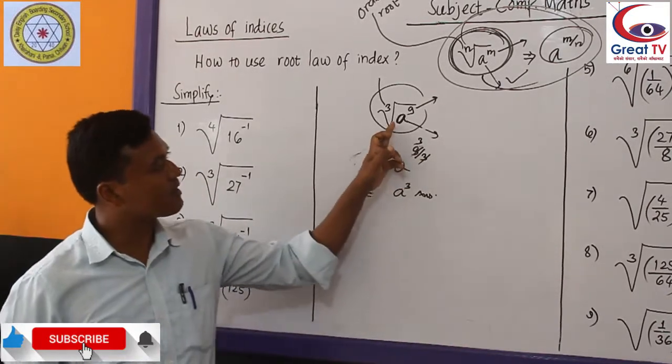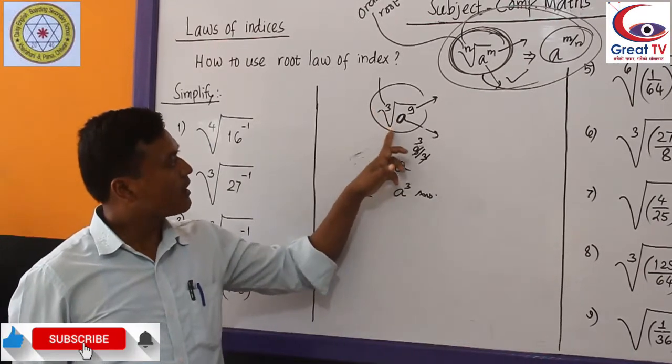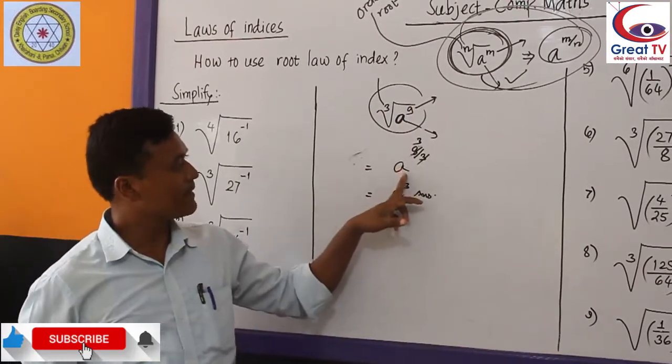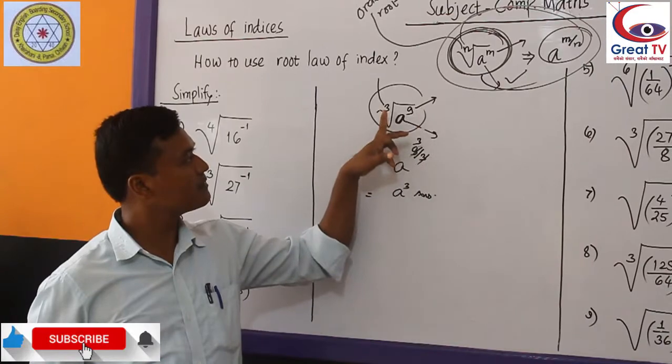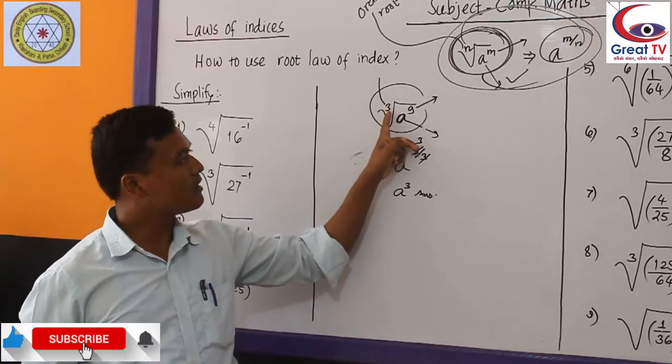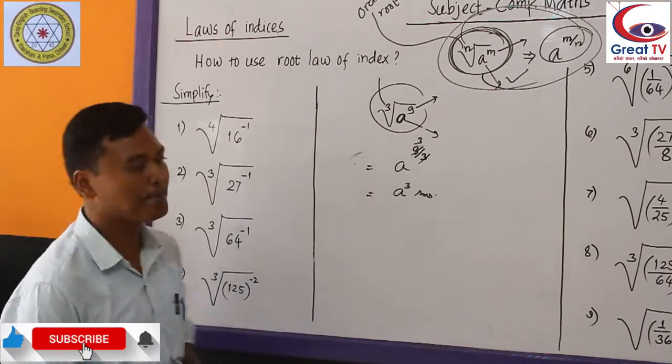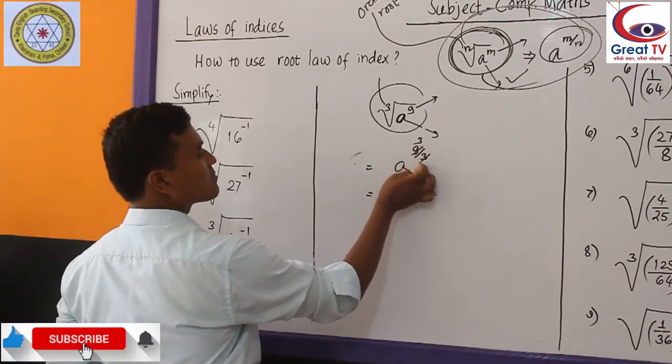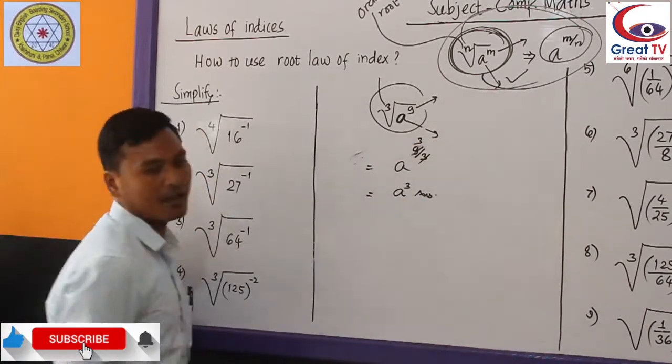I repeat one more time. First, while removing the root from here, a to the power 9 upon this 3. We know according to the root law of index, the order of root becomes the denominator of the power. Then after this, if it is possible to simplify, we simplify and we write the answer.